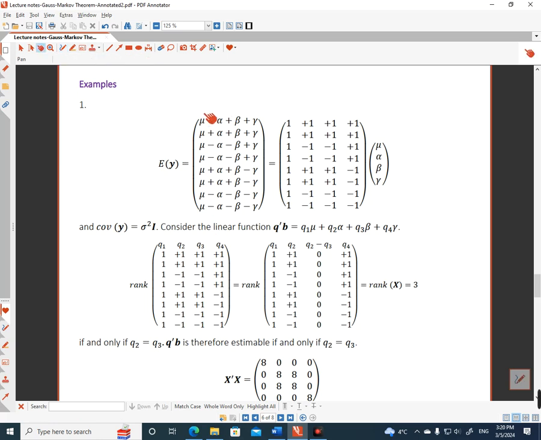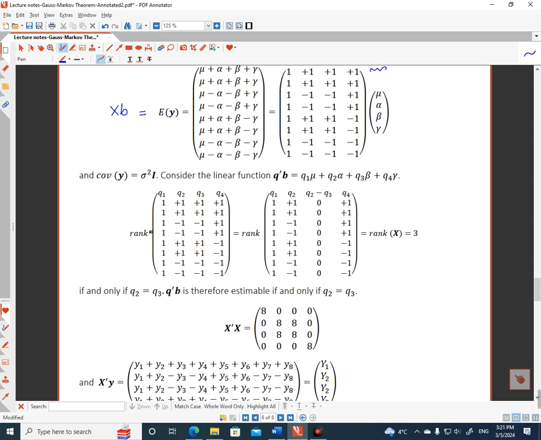is given by this column vector, which you can write as this design matrix X times b. So the expected value of y is equal to Xb. I usually like to write it as X beta, but since we have beta as a parameter, we use the notation b here. And also suppose the covariance of y is equal to sigma squared times the identity matrix.